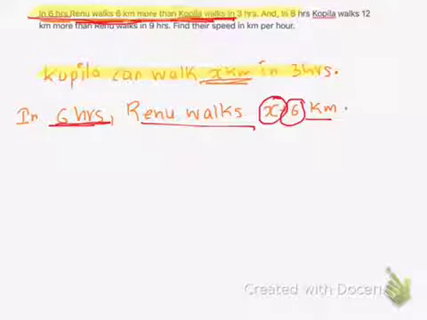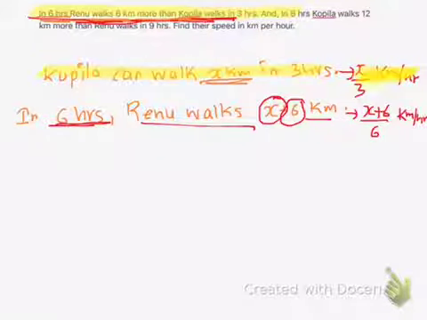So both their speeds can be represented in kilometers per hour. It means in 1 hour Kopila can walk x by 3 kilometers, and in 1 hour Renu can walk x plus 6 divided by 6 kilometers. These both are the representation of the speed in the form of kilometers per hour.